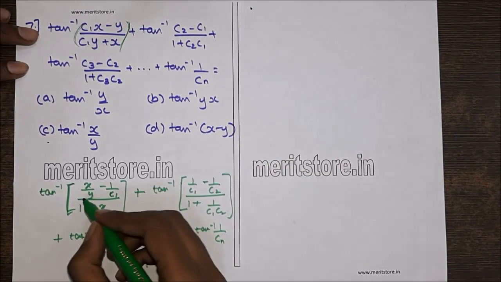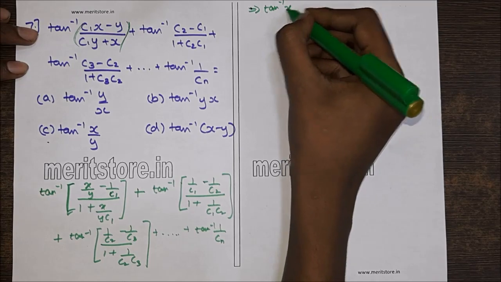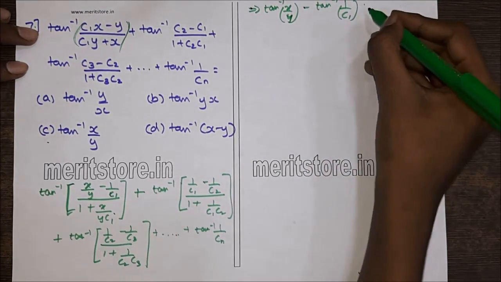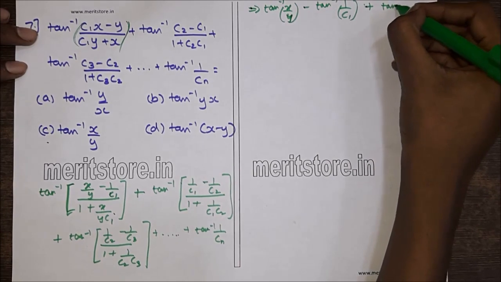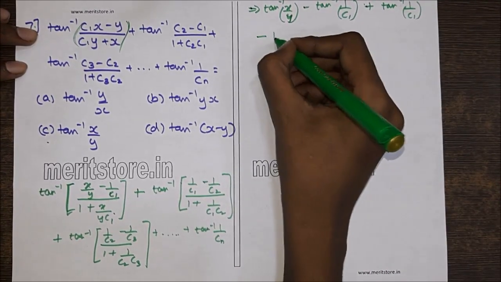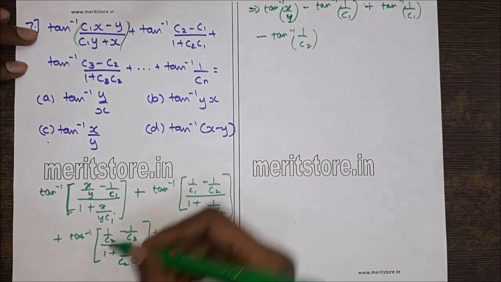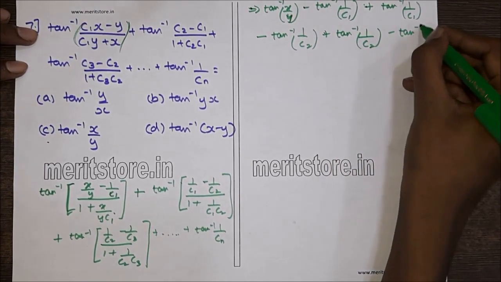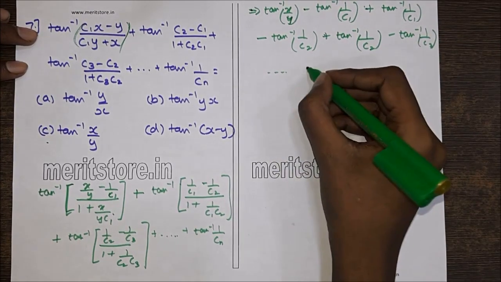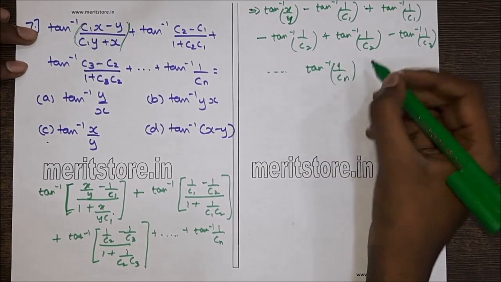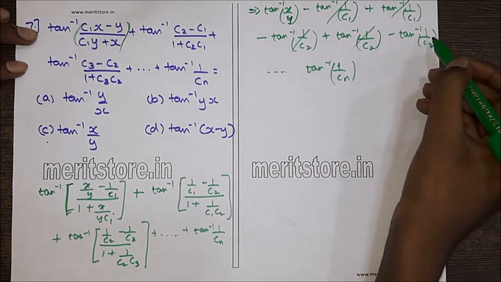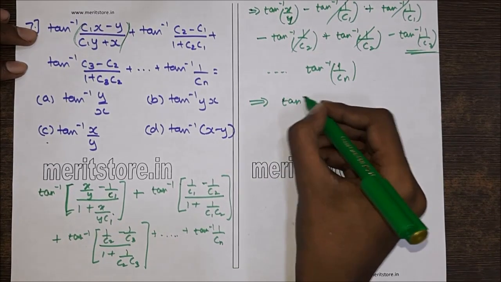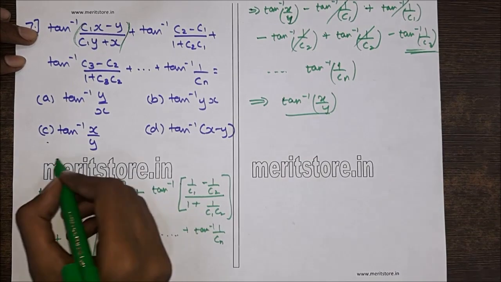Now this can be written as tan inverse of x by y minus tan inverse of 1 by c1. This plus this can be written as tan inverse of 1 by c1 minus tan inverse of 1 by c2. Similarly, this can be written as tan inverse of 1 by c2 minus tan inverse of 1 by c3. So on and so forth till we get tan inverse of 1 by cn. Now this term gets cancelled, this gets cancelled, again that gets cancelled, and we are left with only tan inverse of x by y, which is option C.